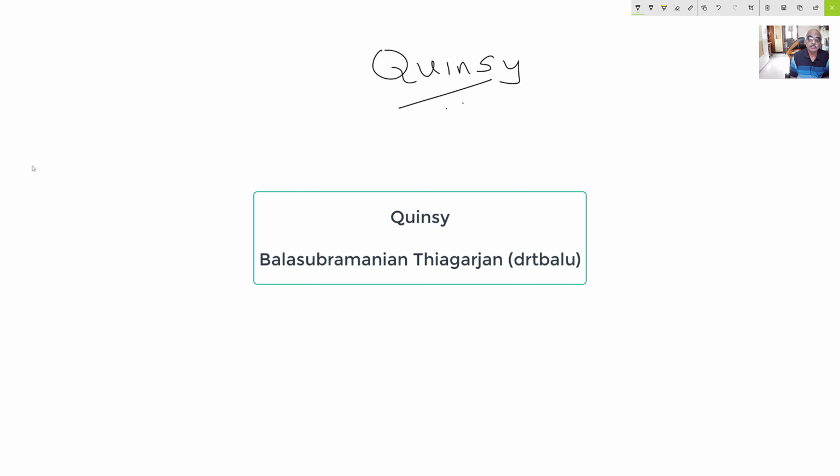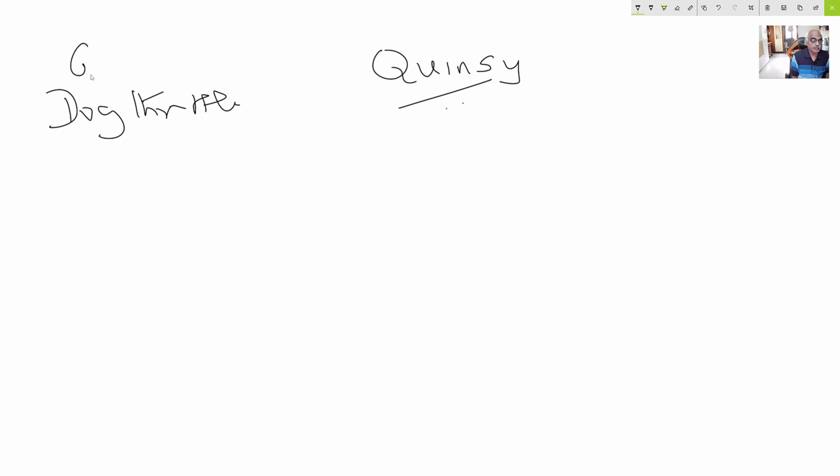Today we are going to discuss an interesting and important topic called Quinsy. This term Quinsy finds its origin from a Greek word which indicates, in lay terms, dog throttled. It is actually a Greek term called dog throttle.